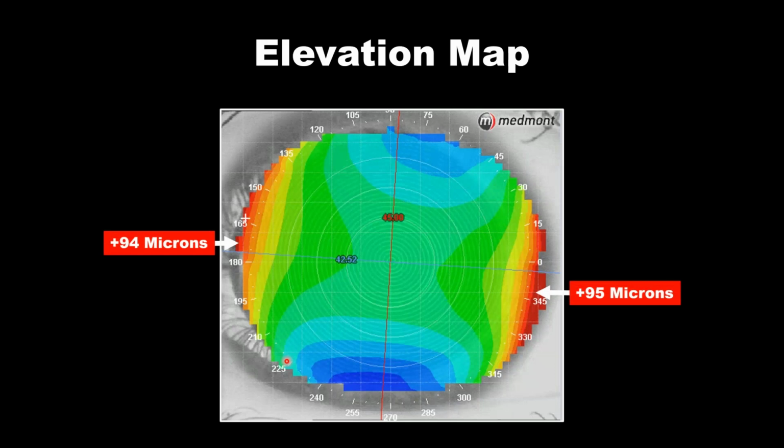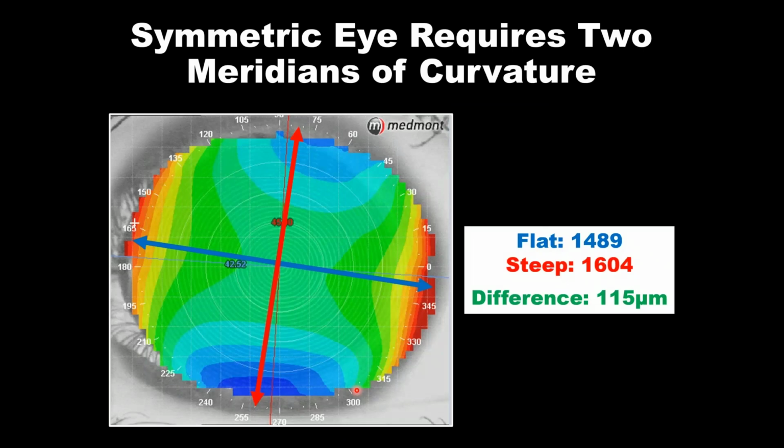So when we look at the elevation map, we see that the height of the flat meridian is around plus 94, 95 microns. But when we go to the opposing meridian, we lose a lot of elevation between this point here and this point here, or this point here and this point here. So that's why the toric eye needs an astigmatic or toric rigid contact lens.